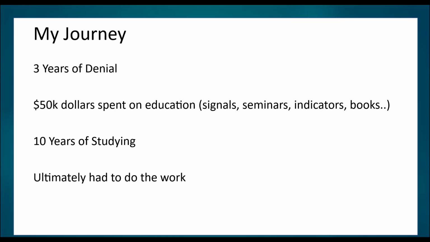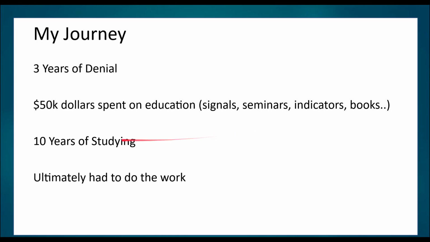I spent around $50,000 in the first couple of years on signals, seminars, books, indicators, like a lot of people, just trying to figure out what it was. It's not the wisest thing looking back, but that's what I did. And it's literally taken me a decade to figure out this Gann system, almost like a full 10-year cycle. Ultimately, I had to do the work to figure it out.